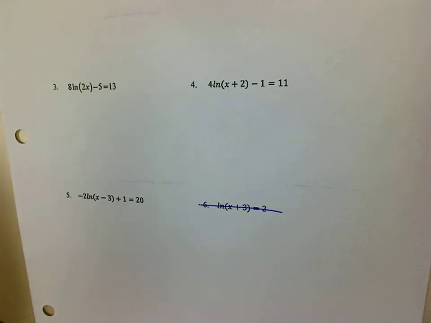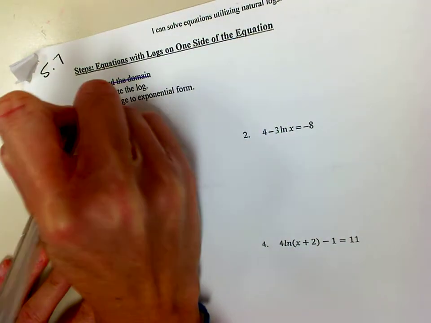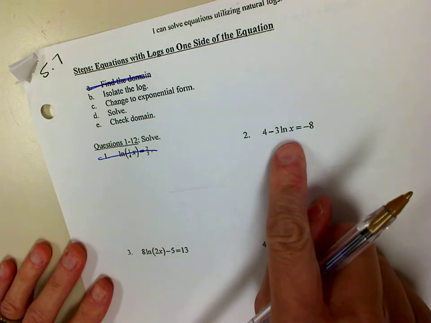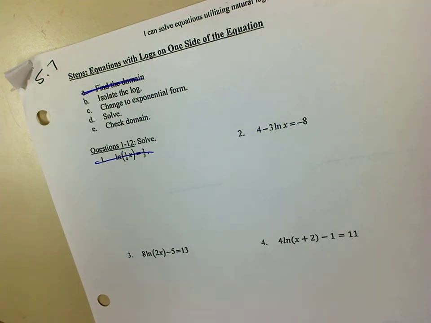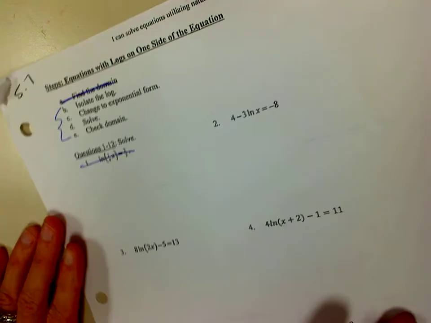All right, 5-7, and the steps are just like 5-6. The only difference is that instead of having a log, we have a natural log. That's the only difference from 5-6 to 5-7. So the first thing you want to do is isolate the log.